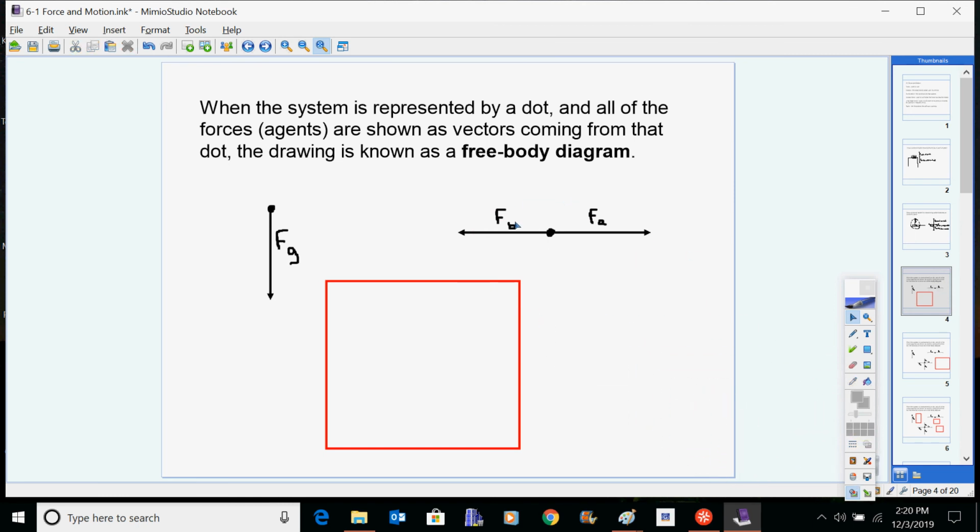What would be happening in this scenario? Okay, I'm not going for subscripts this time. I'm just saying there's a force A pulling this way and a force B pulling this way.